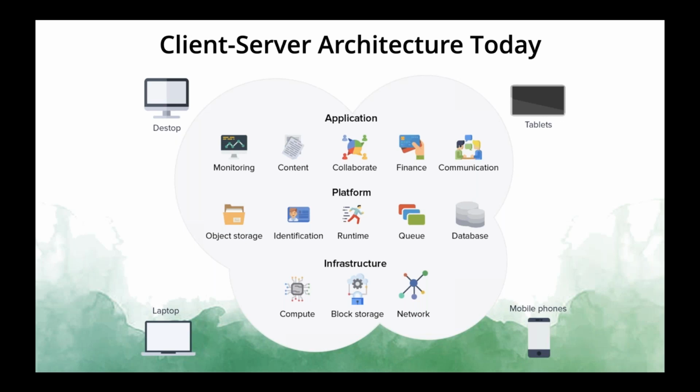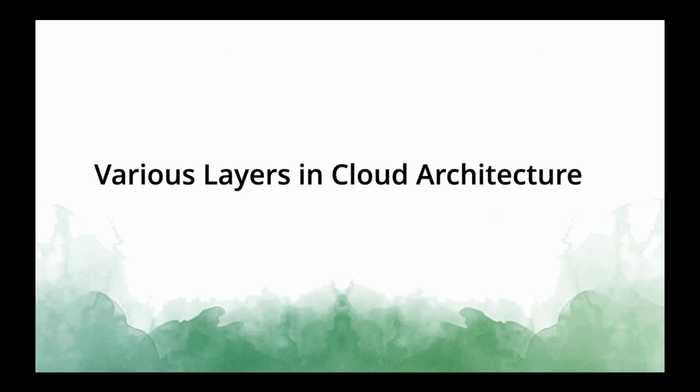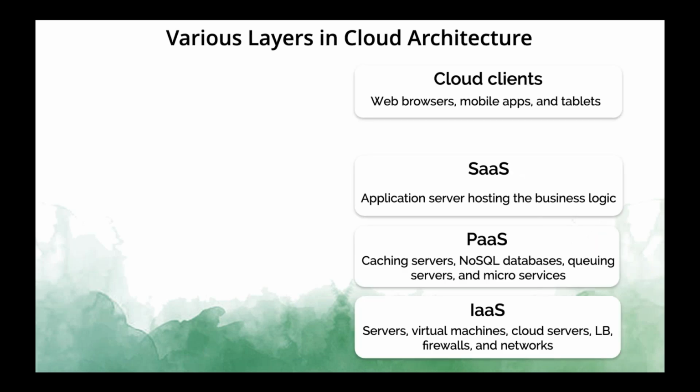So having said all these things, let's quickly look into what are the various layers in any cloud architecture. If you have to build an application or monitor an application in cloud, what are the various layers? So typically there are 4 different layers in a cloud architecture. The topmost is called the end user layer, where your clients reside, be it your browser or your mobile apps or your tablets. Below that is your application layer, where actually your business logic is hosted. That's what is called software as a service, SaaS layer.